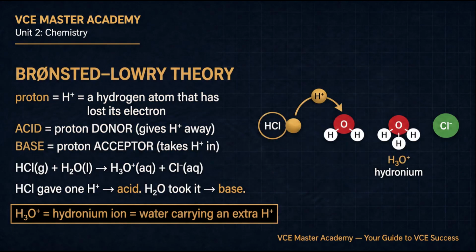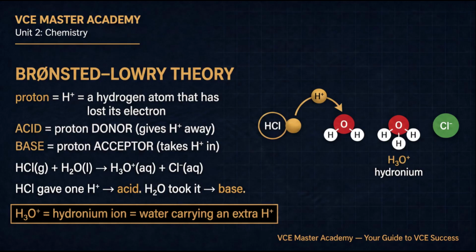The Brønsted-Lowry theory, named after the two chemists who thought of it, is built on one particle, the proton. Now, a proton here just means H+, a hydrogen atom that has lost its one electron, so all that's left is its center. It's the smallest, lightest ion in chemistry. Think of it as a tiny ball. An acid is a proton donor, a giver, like someone handing over a ball. A base is a proton acceptor, a taker, the one catching the ball. That's the entire theory, giver, taker.